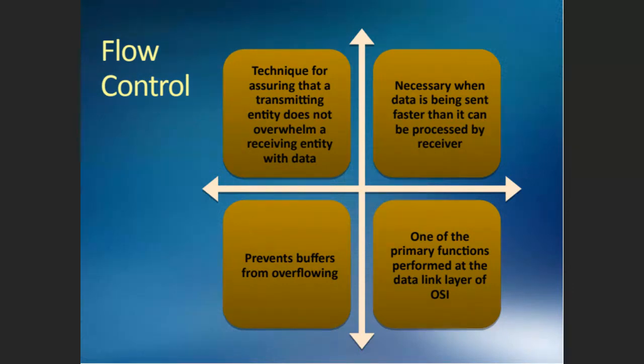For flow control, what is it? It's a technique for assuring that a transmitting entity does not overwhelm a receiving entity. That is, the transmitter is not sending data at a higher speed while the receiver can only accept a lower speed, so the receiver would be overwhelmed. We don't want that. It prevents buffers from overflowing. It is necessary when data is being sent faster than it can be processed by the receiver. It's one of the primary functions performed at the data link layer of the OSI. Flow control, error detection.